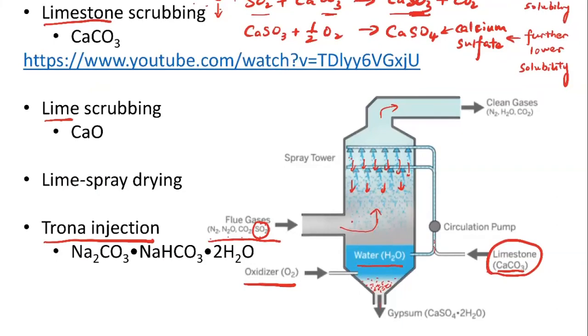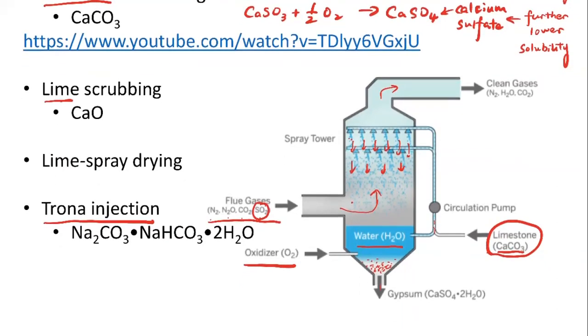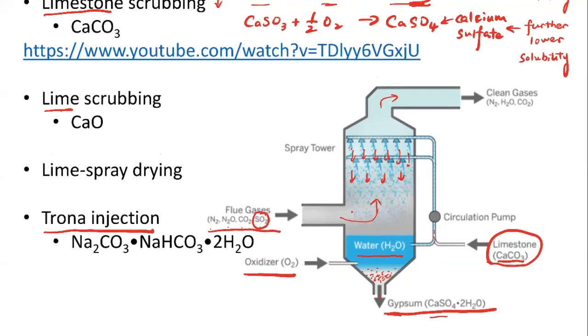And then finally, at the bottom, we can just extract the solid out. And then further, we can dry them out, right? And we can form this solid called gypsum. So gypsum is mainly composed of calcium sulfate. So basically, in this way, we extract the sulfur from the flue gas to fix it into the solid, okay?